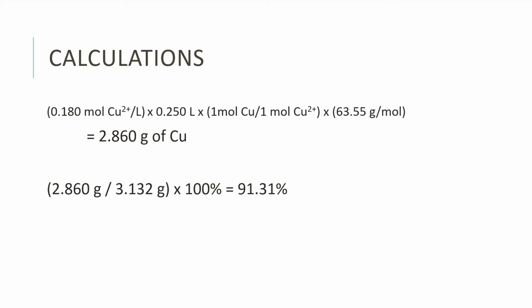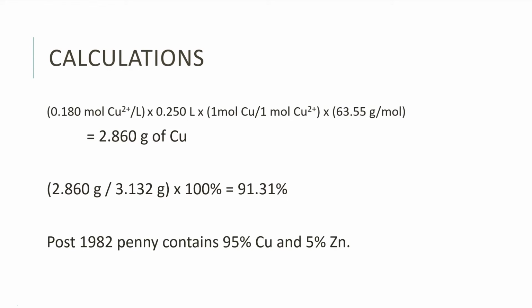Lastly, to find the percent error, you take the calculated percentage minus the accepted percentage, or the actual, divide by the calculated percentage, and multiply by 100, which will give you the percent error.